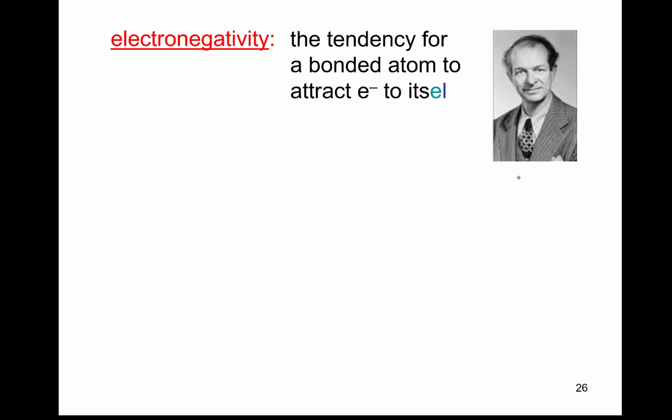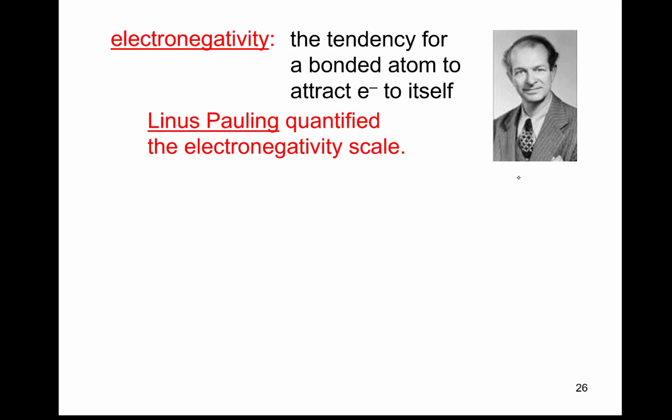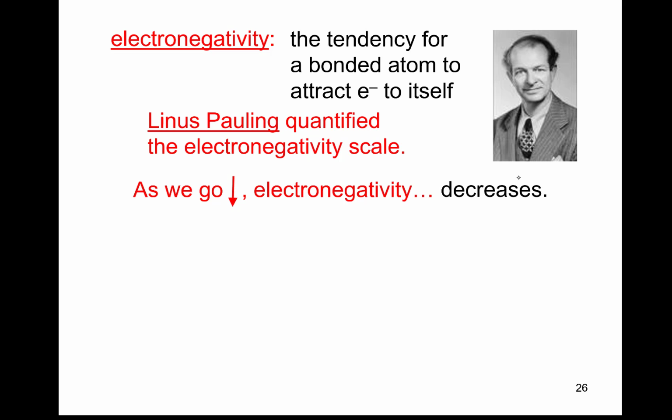All right, so the last trend we're going to look at, we've looked at atomic radius, ionic radius, ionization energy. Our last trend, the fourth trend, is electronegativity. And that is just the tendency for a bonded atom to attract electrons to it. A gentleman by the name of Linus Pauling quantified the electronegativity scale for us. And we now know that as you go down a group from top to bottom, the electronegativity will decrease. As you go across the period, the electronegativity will increase.